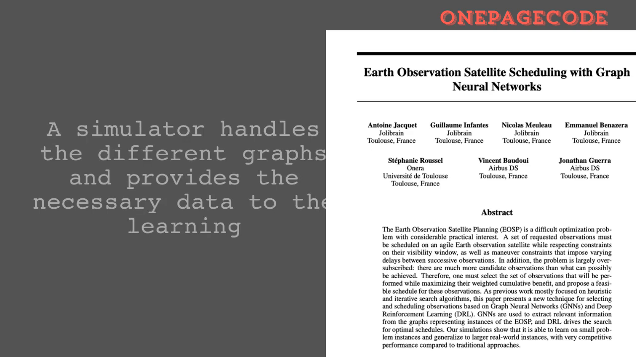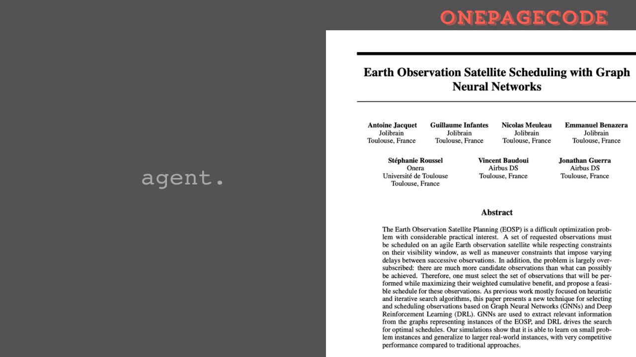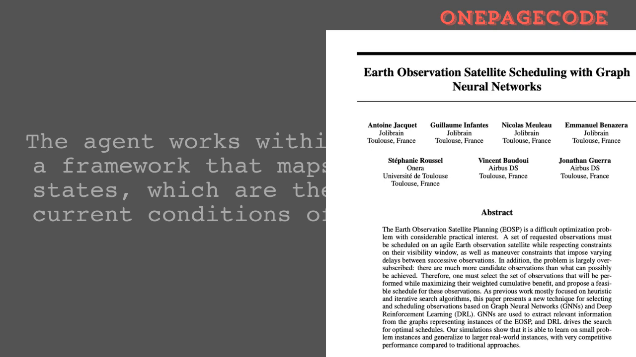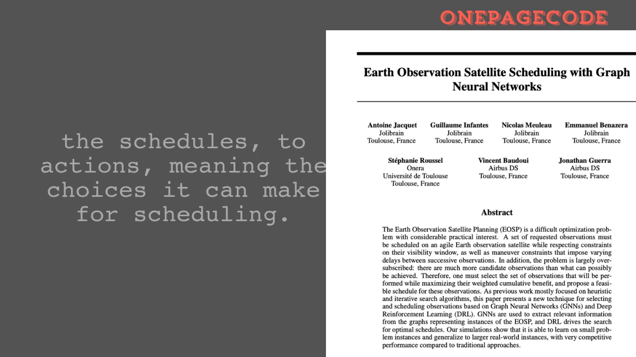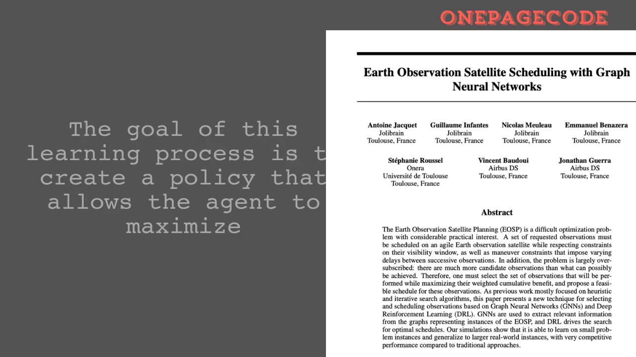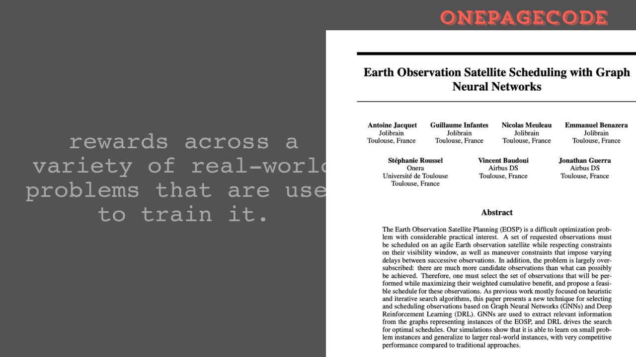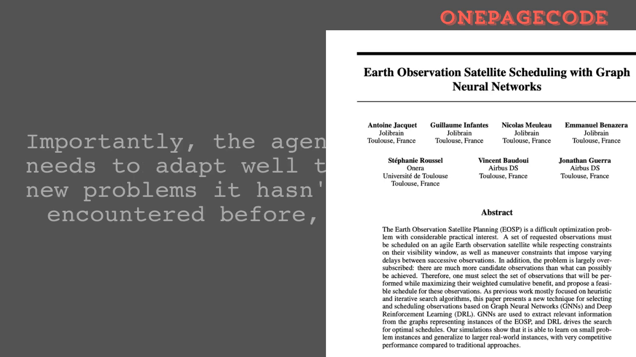A simulator handles the different graphs and provides the necessary data to the learning agent. The agent works within a framework that maps states, which are the current conditions of the schedules, to actions, meaning the choices it can make for scheduling. The goal of this learning process is to create a policy that allows the agent to maximize rewards across a variety of real-world problems that are used to train it.